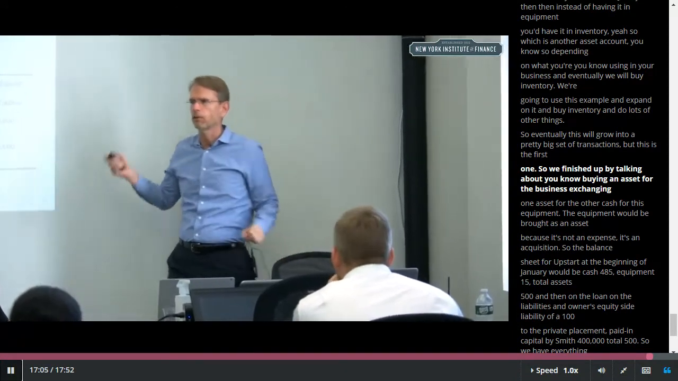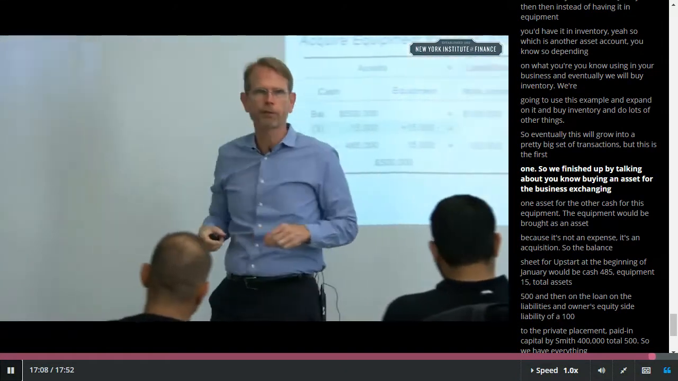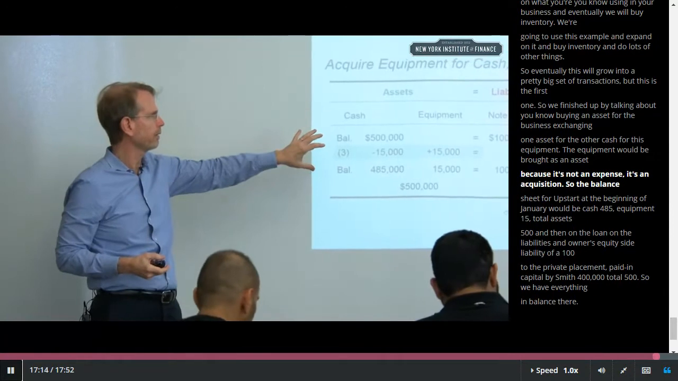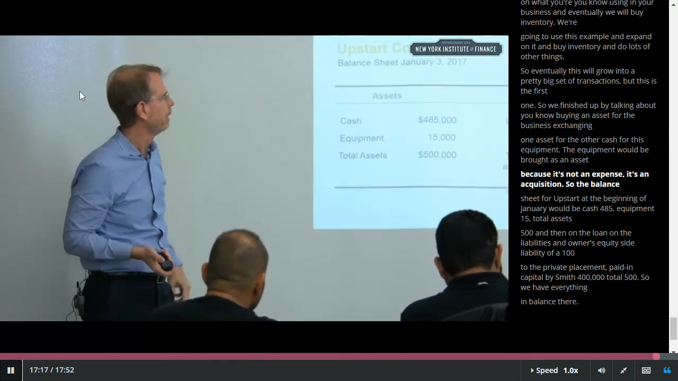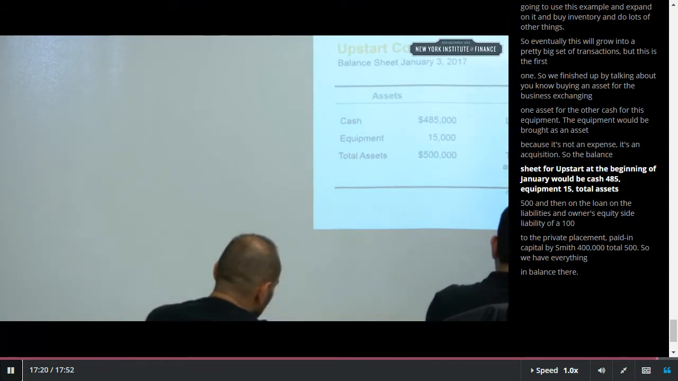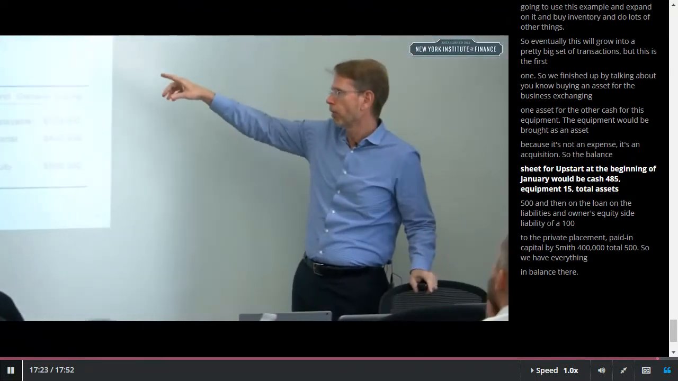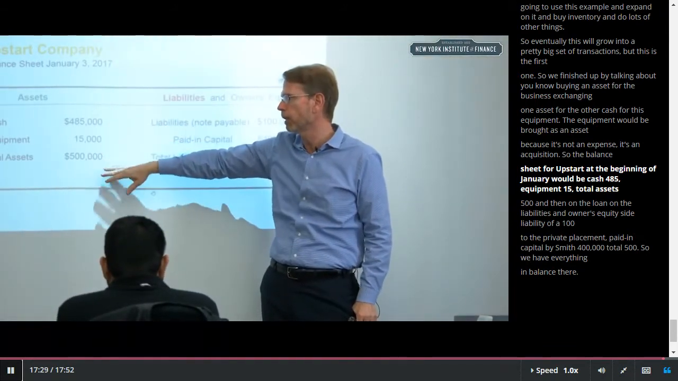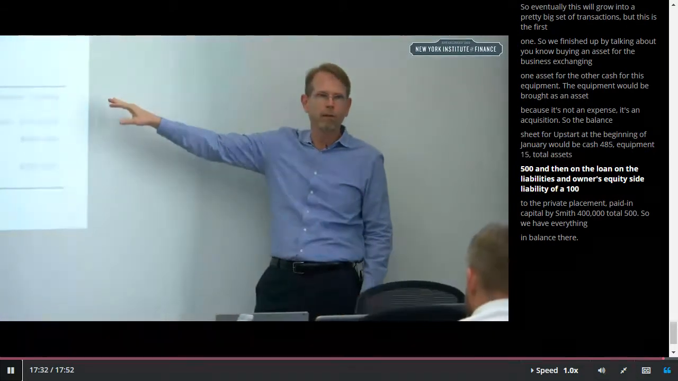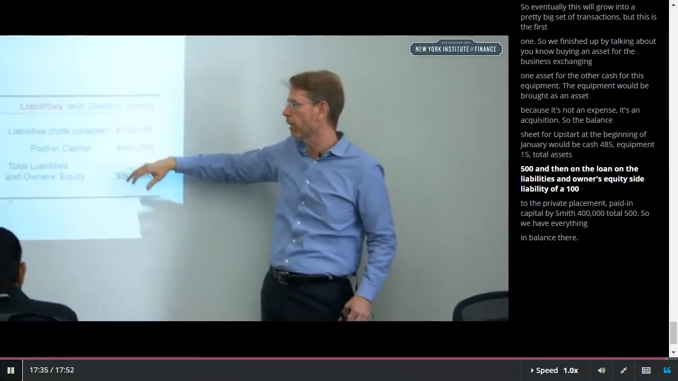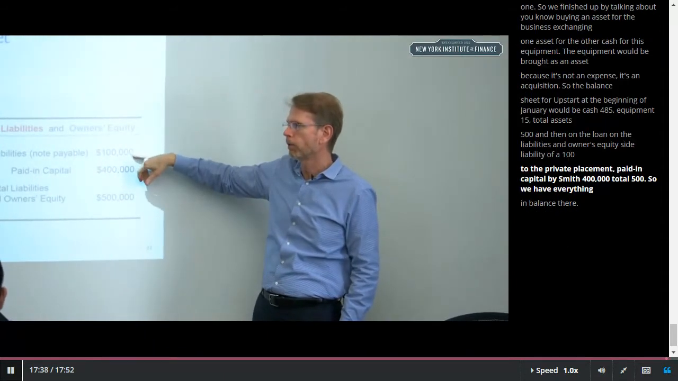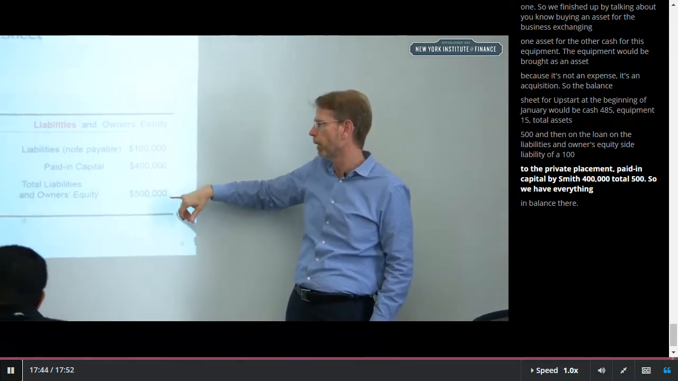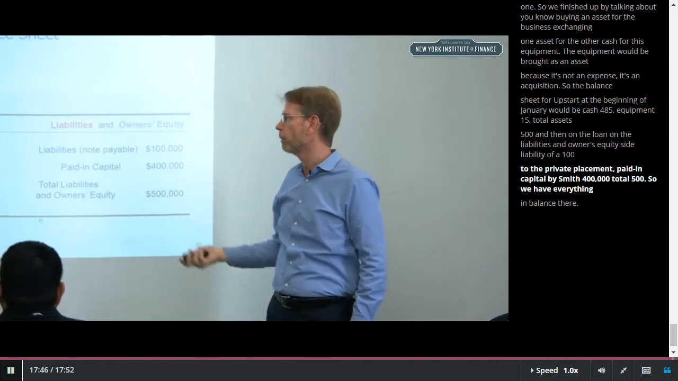So we finished up by talking about buying an asset for the business, exchanging one asset for the other, cash for this equipment. The equipment will be booked as an asset, but it's not an expense, it's an acquisition. So the balance sheet for Upstart at the beginning of January would be cash 485, equipment 15, total assets 500, and then on the liabilities and owner's equity side, liability of 100 to the private placement, paid-in capital by Smith 400,000, total 500. So we have everything in balance there.